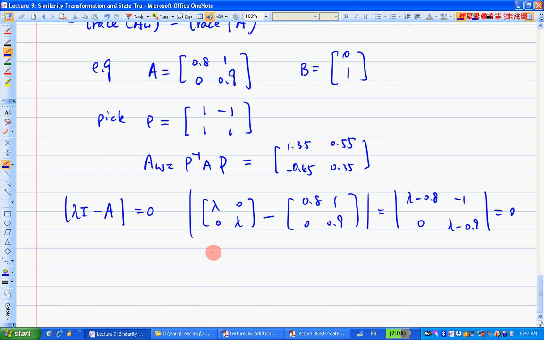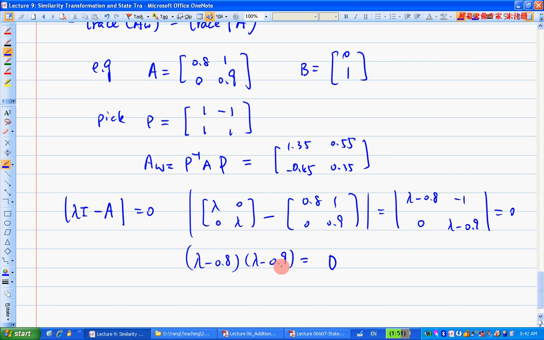What's this determinant? It's (lambda minus 0.8)(lambda minus 0.9) equal to 0. So this multiplied by this, minus this multiplied by this, and this is 0, so minus 0. That's this guy here. So apparently the solutions for lambda are 0.8 and 0.9.